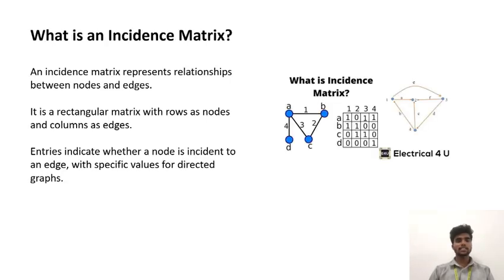What is an incidence matrix? An incidence matrix represents relationships between nodes and edges. It is a rectangular matrix with rows as nodes and columns as edges. Entries indicate whether a node is incident to an edge, with specific values for undirected graphs.